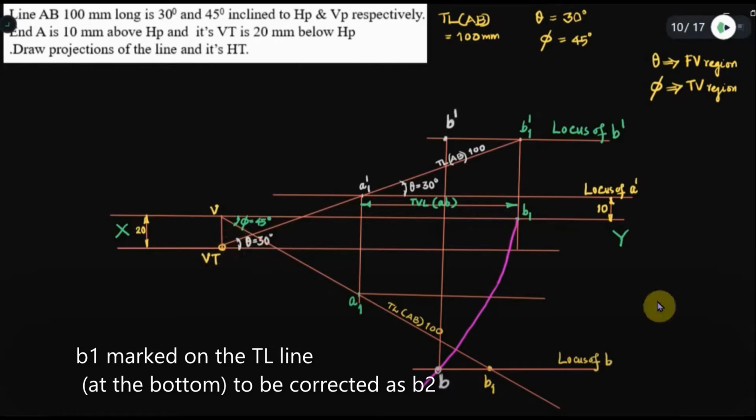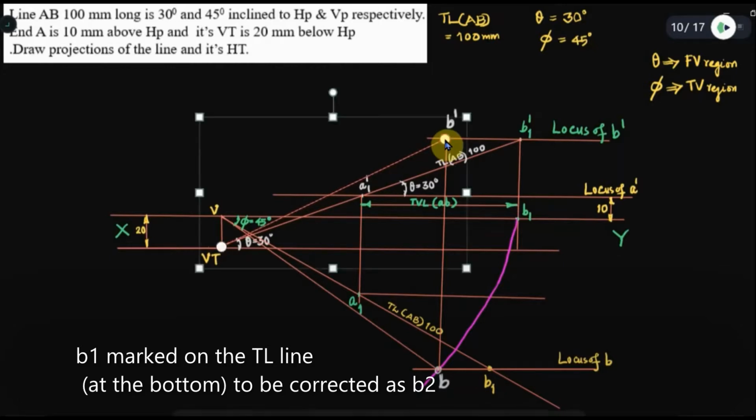So we join from V to B, V to B, like this, and thereafter from VT to B dash, like this. And now the real question is, what about A and A dash?